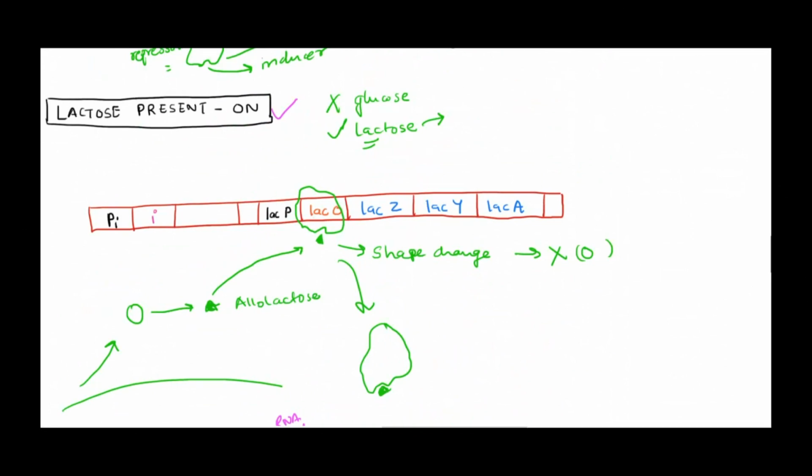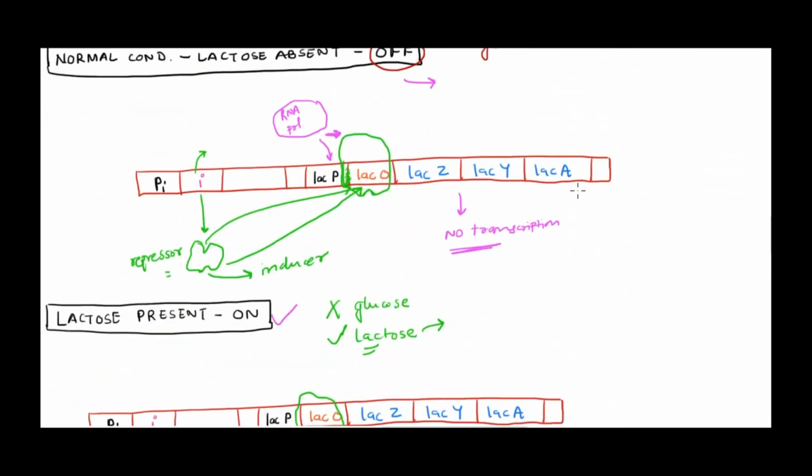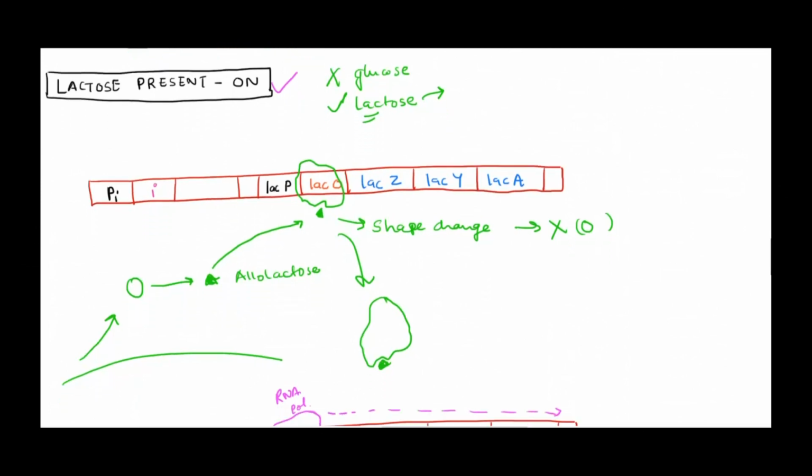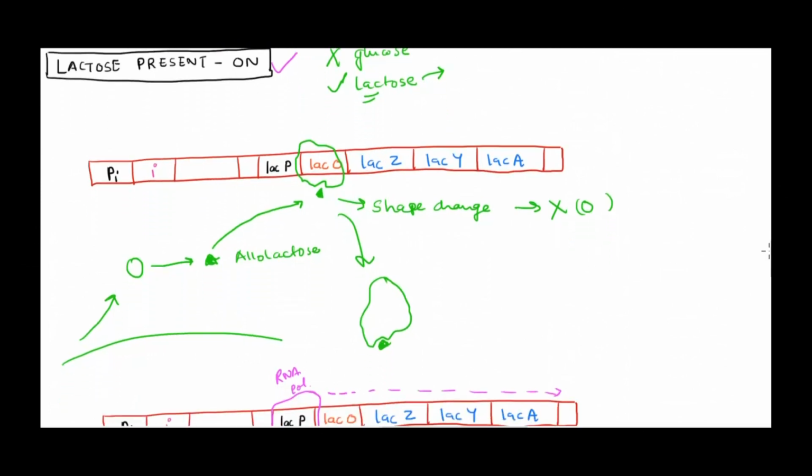Simple enough to understand. Without lactose, the inhibitory gene produces the repressor, which binds to the operator. As a result, RNA polymerase cannot access the promoter, cannot pass through the operator, and the genes will not be expressed. If there is no glucose present in the environment and only lactose is present, the cell has no other way but to utilize or metabolize lactose.